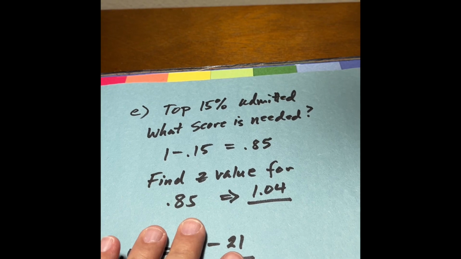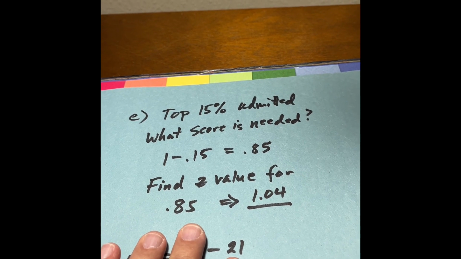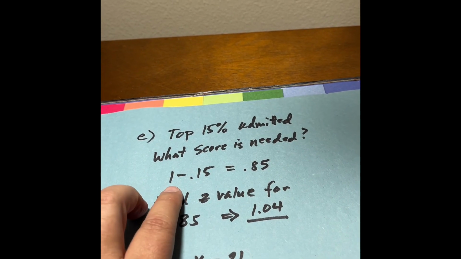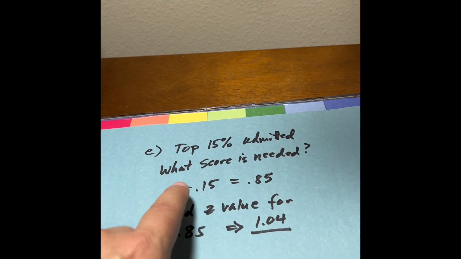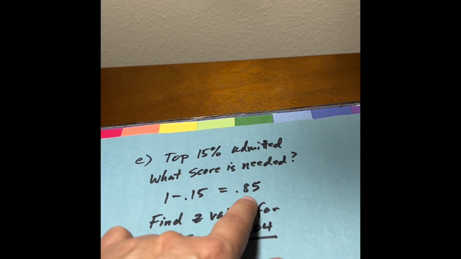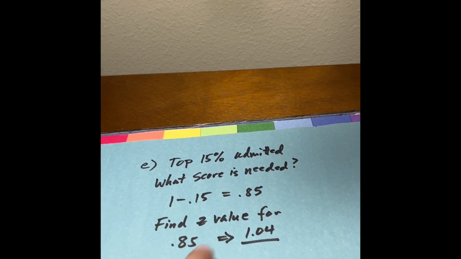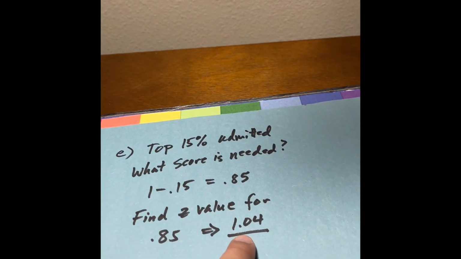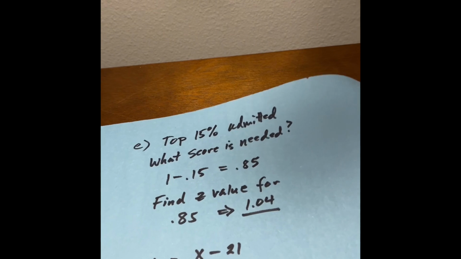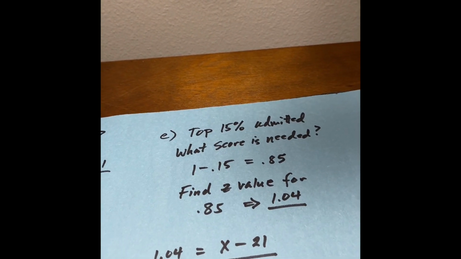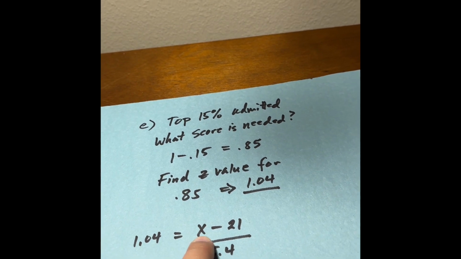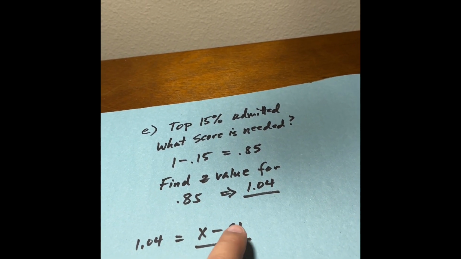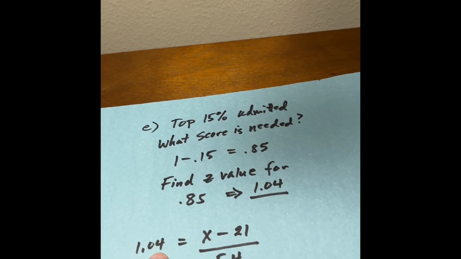Okay? So then the last question is, what if you want to be in the top 15%, only the top 15% are going to be admitted? What kind of score would you need? In this situation, you kind of go in reverse. So 15% is 0.15. You're going to do 1 minus that, which is this. Find the z value for that over here, and it's 1.04. That's your z-score. And now we want to know, what score would you have if the mean is 21 and the standard deviation is 5.4, if that's your z-score?